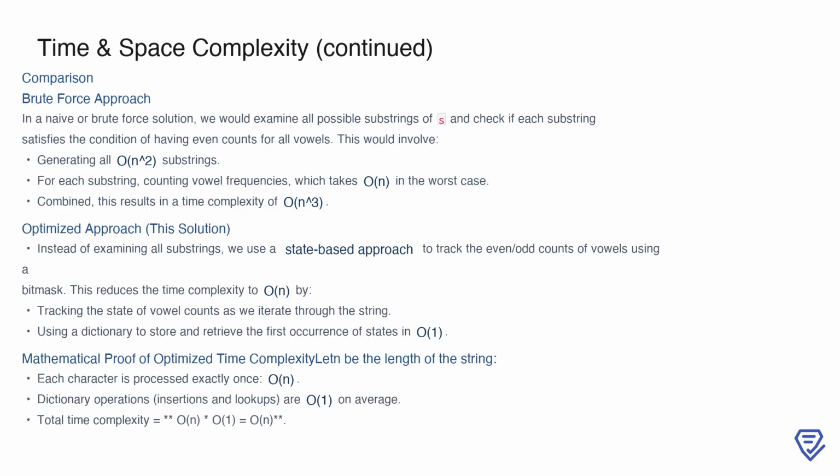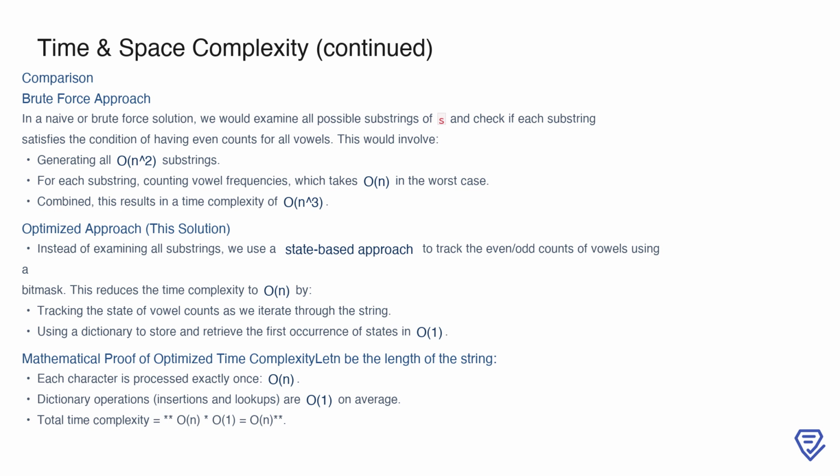To better understand the efficiency of this solution, we can compare it to a brute force approach. In a naive solution, we would generate all possible substrings of the input string and check each one for even vowel counts. Generating these substrings would take O(n²), and for each substring, counting vowel frequencies could take up to O(n). Combining these steps, the overall time complexity of the brute force method becomes O(n³).